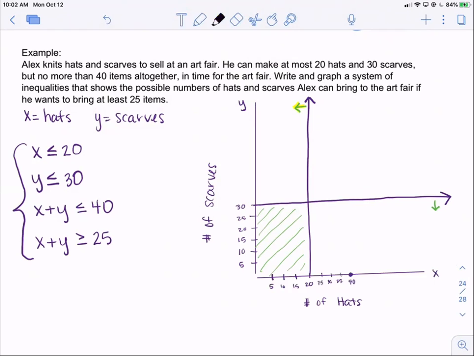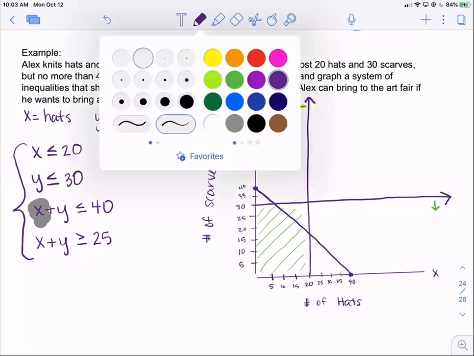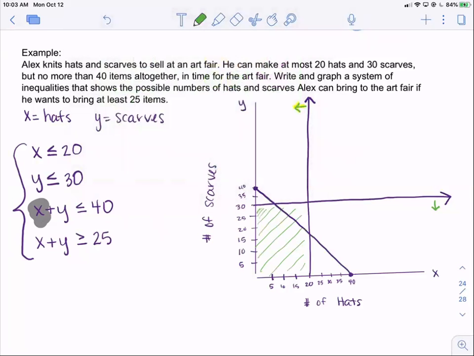Then if we cover up our x and we solve for y, we would get what? 40. So y equals 40. I'm going to come up here and put a point. And then just connect those two. Okay. If it was less than or equal to, is that going to be above or below that line? Below. So now we're looking at this area. I'm just going to add more green into it.